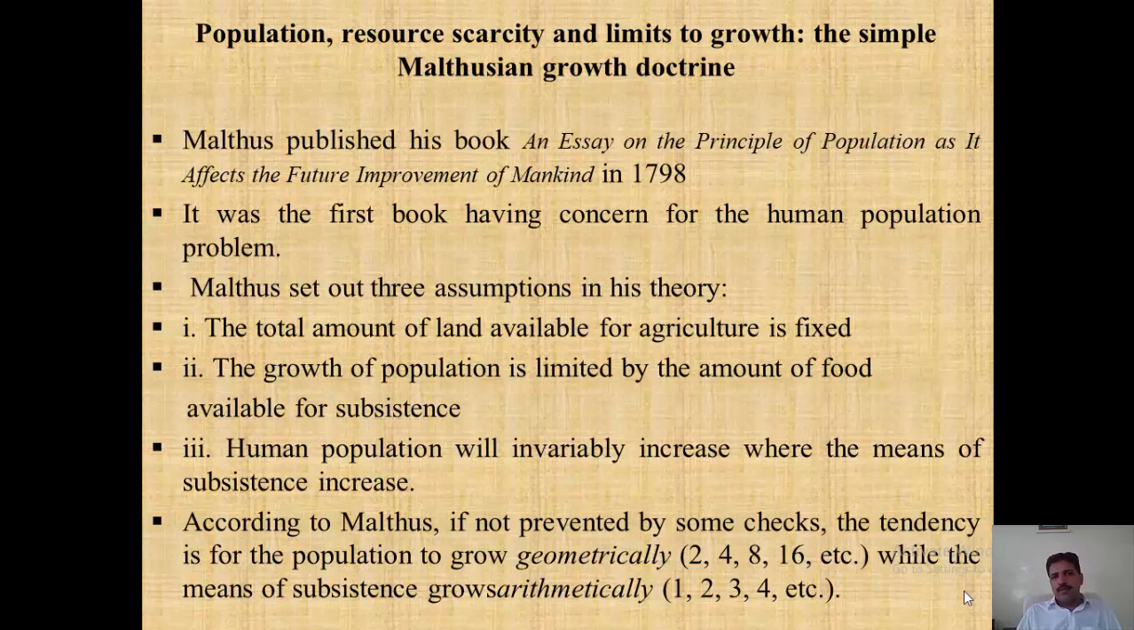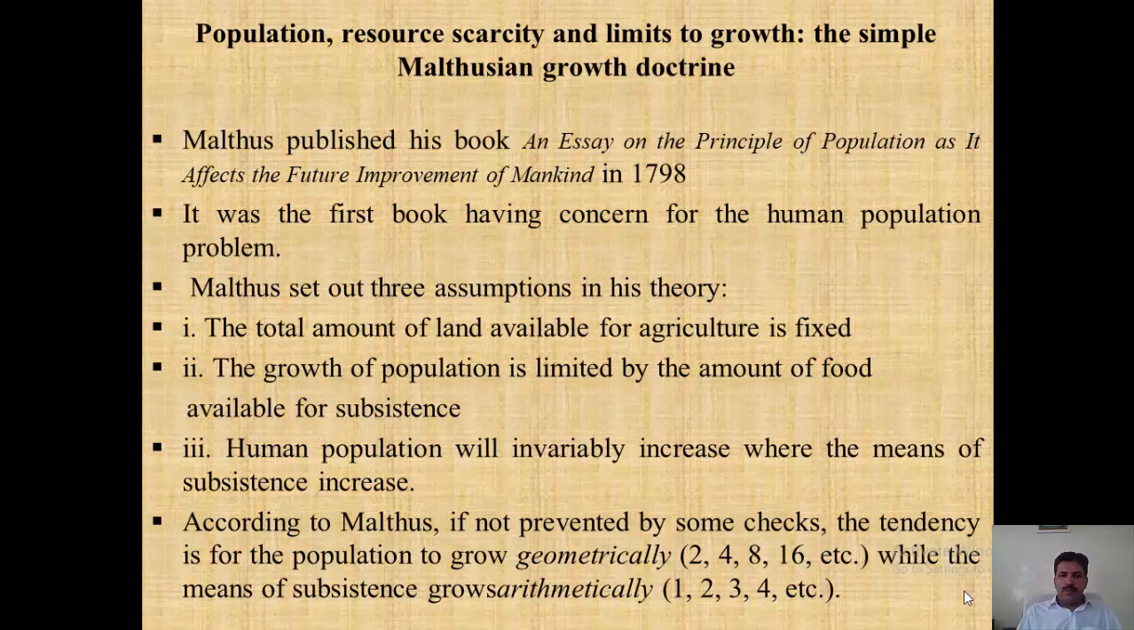Population, resource scarcity and limits to growth: the simple Malthusian growth doctrine. In this topic, we will discuss the relationship between population, resource scarcity, and limits to growth. This topic is based on Malthus's book, An Essay on the Principle of Population as it Affects the Future Improvement of Mankind, which was published in 1798. It was the first book concerned with the human population problem. It is a very good book which pointed out the drawbacks of rapidly increasing population.